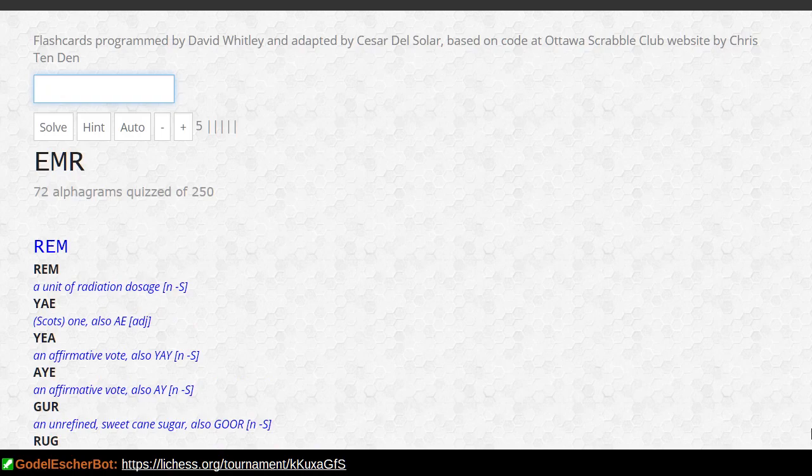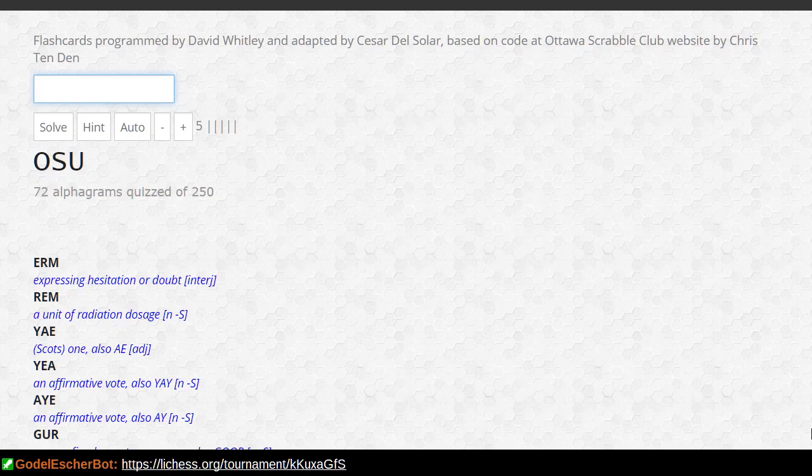Rem to remove? No. Radiation dose. Oh, I knew this. I think I saw that either on Munroe's comic about radiation, or his infographic, or some related document. I saw that rem is the unit of radiation dosage, or a measure of its effect. What else could it be? Myrrh? It's not valid. ERM? To hesitate or doubt, an interjection.